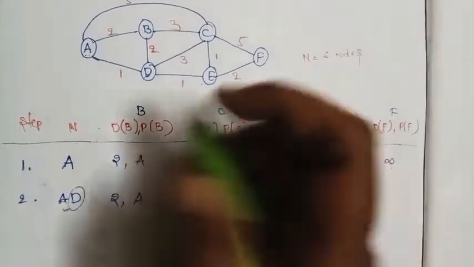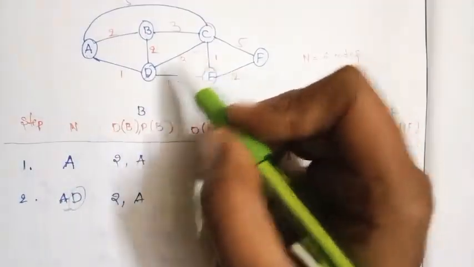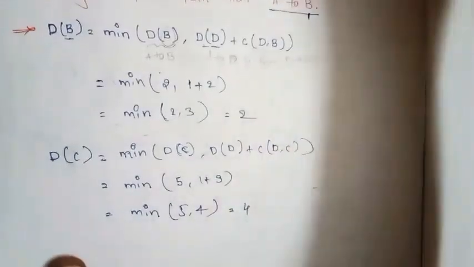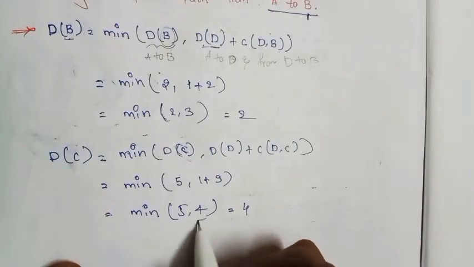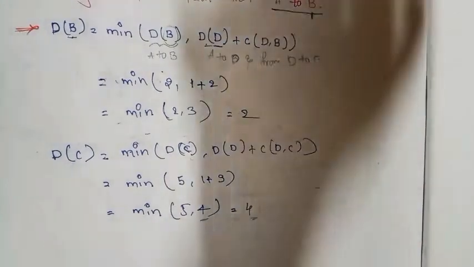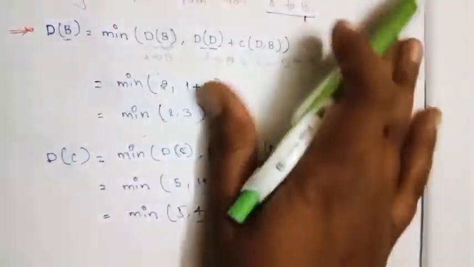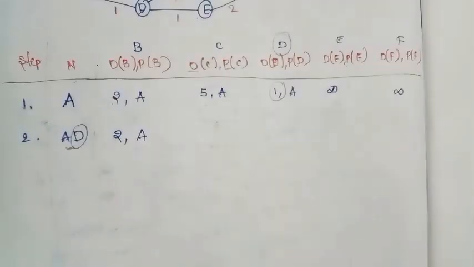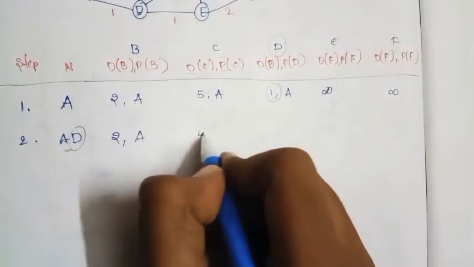See here, A to D and D to C, 1 plus 3. So we got 5 comma 4. And what is the minimum value? 4 is the minimum value. Just replace this 4 in place in the table. The table, that is 4.